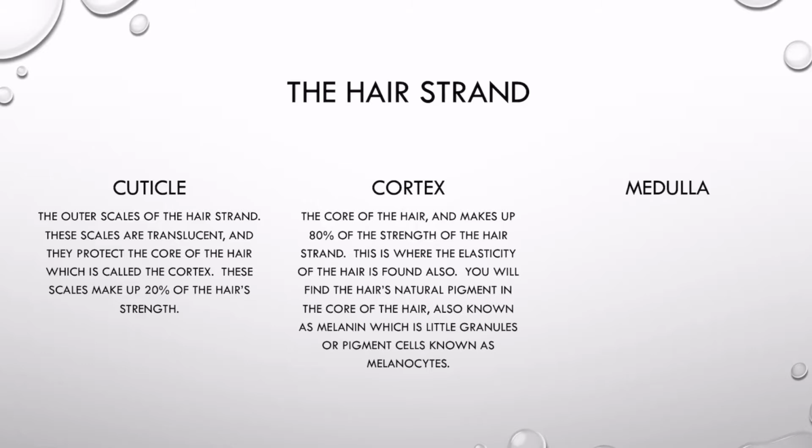The pheomelanin is where you get the reds and the blondes. So like your ginger color, that would be from the pheomelanin. And then the eumelanin is the black hair and the dark brown hair. Anyway, this is very important to know because the cortex determines how weak or strong that hair is. And the lighter you go, the weaker your cortex becomes.